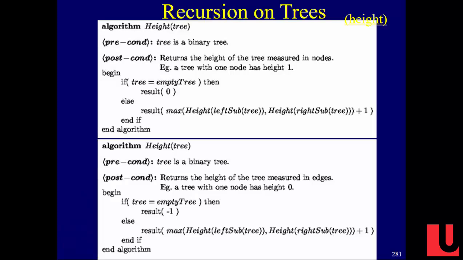So here's just the code. The empty tree is 0 or the empty tree is -1, depending on the definition, whether you're counting nodes or edges. Here I say in the example, a tree with 1 node has height 1. Here I say a tree with 1 node has height 0, so we know what we're talking about. Right, everybody good?